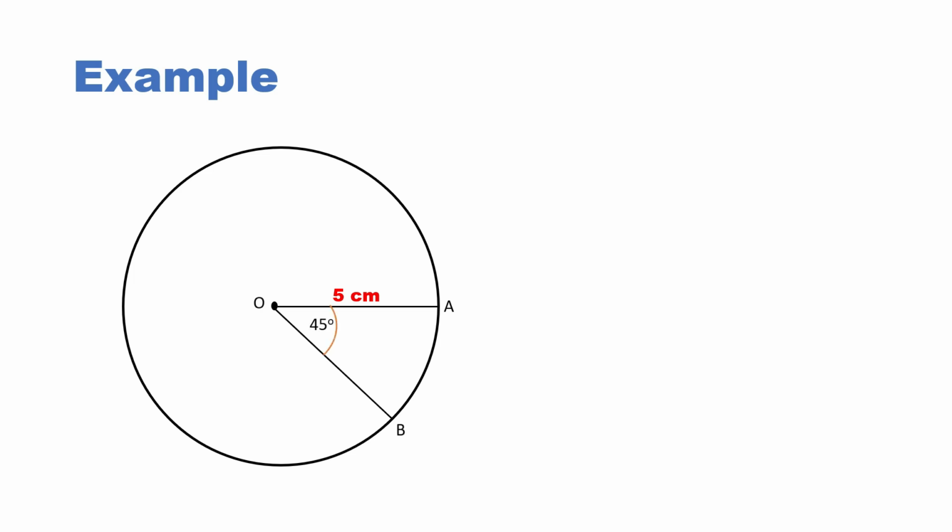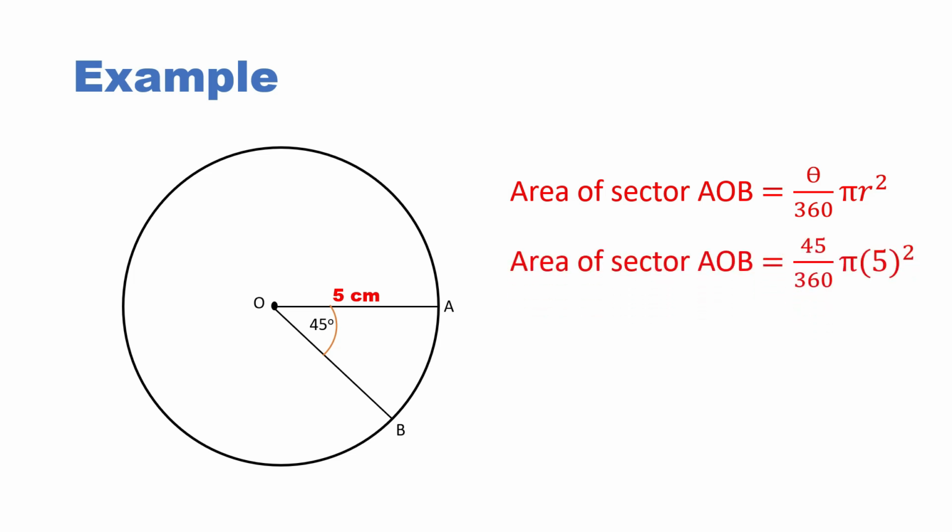We can then calculate the area of the sector AOB using our formula theta over 360 times pi r squared. If we substitute the values, we get 45 over 360 times pi times 5 squared, which is equal to 9.8 square centimeters. Lastly, we are going to discuss the area of a segment.